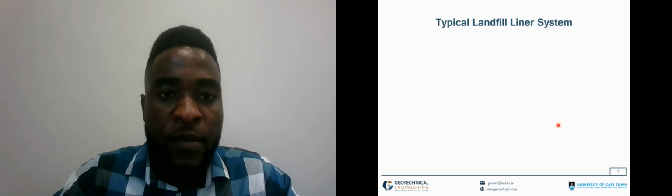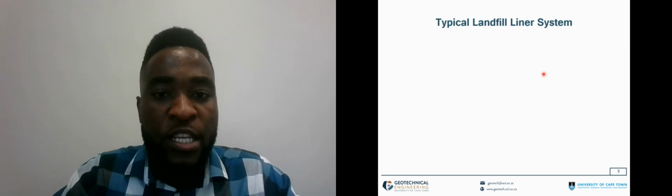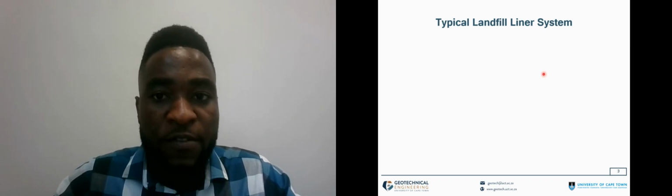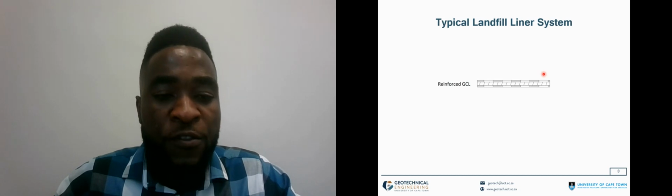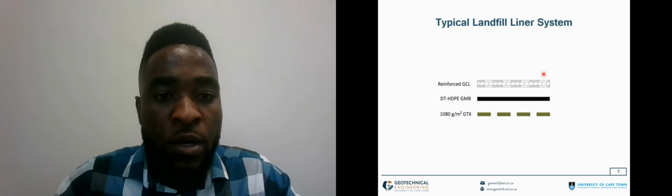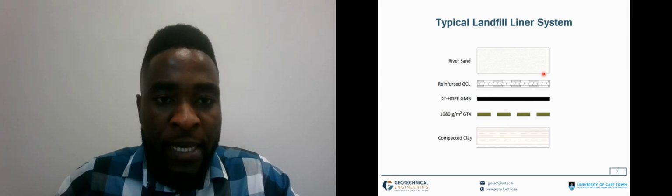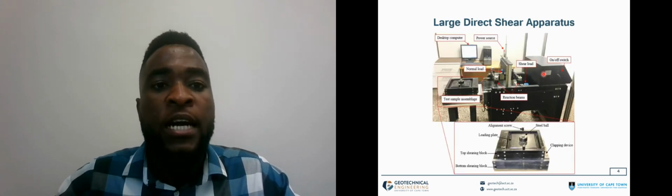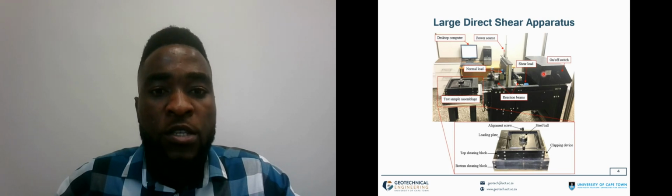For purposes of this study, a typical landfill liner system was taken into account, and this typical landfill liner system consists of reinforced GCL, geomembrane, and GCL that were sandwiched between two soils, that is, the river sand and the compacted clay. All testing was done using the large direct shear apparatus found in the Geotechnical laboratory at the University of Cape Town. As mentioned, both single and multi-layer interfaces were taken into account during this research.